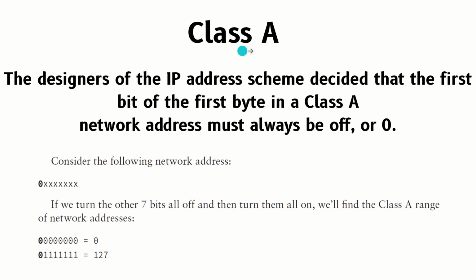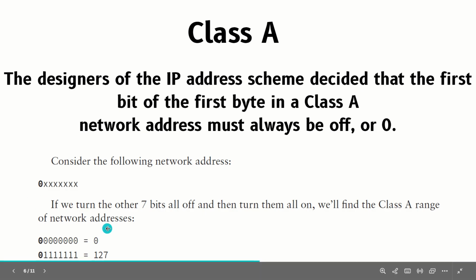So let's talk about class A. In class A, the designers said that the first bit of the first byte in the class A network address must be off, or 0. You can see from this example, they're showing the first octet, the 8 bits. Out of 8 bits, the first one is off, you can see 0. If we turn the other 7 bits all off or all on, we get the range of class A. If we turn all off, it will be 0, obviously. If we turn all 7 on, it will be 127. The range of class A is from 0 to 127.